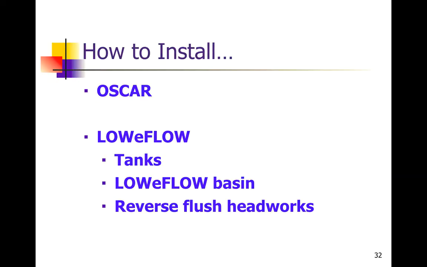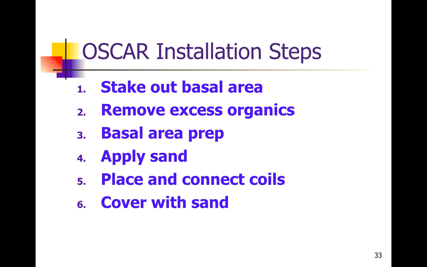Now, how to install the system? We're going to start with the Oscar. It's very simple. There are 6 basic steps to putting the Oscar system in. First, we're going to stake out the basal area. We're going to remove any excess organic material. Then we're going to do a preparation to the base before we put the soil or sand on. We'll apply the sand, smooth that out to its proper shape, place the coils, connect the plumbing, and then cover that with the final cover sand.